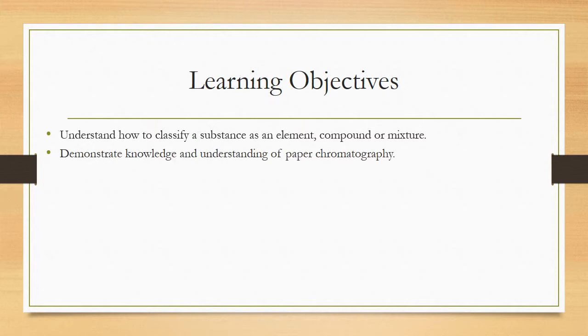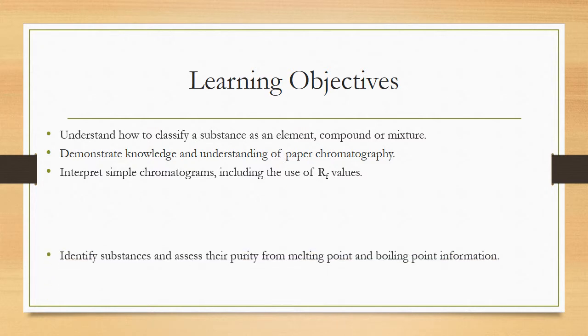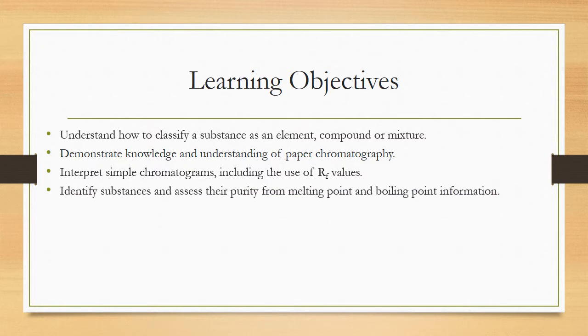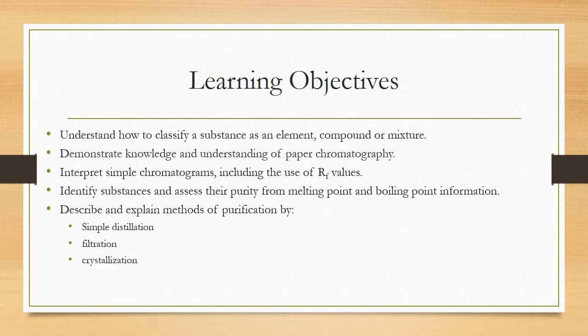something known as paper chromatography, interpret simple chromatograms including something known as an RF value, identify substances and assess their purity from melting point and boiling point information, which we touched on in the last unit in fact, and describe and explain methods of purification by the following methods: simple distillation, filtration, crystallization, and fractional distillation. So two different forms of distillation there.